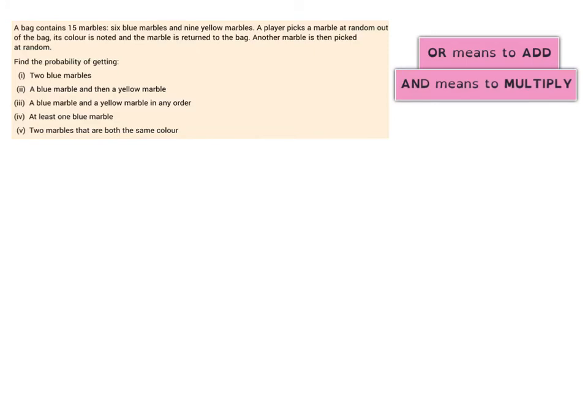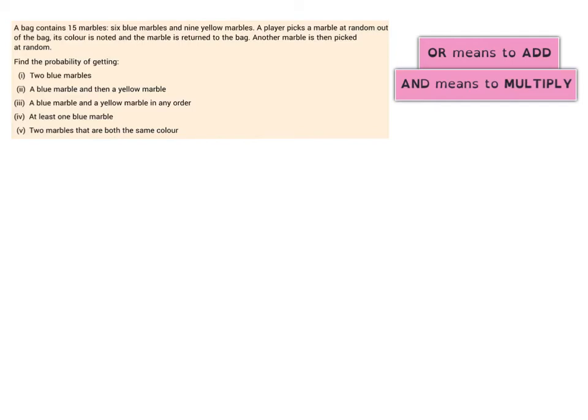So a bag contains 15 marbles, 6 blue marbles and 9 yellow marbles. A player picks a marble at random from the bag. Its colour is noted and the marble is returned. So this is an example of an independent event. No matter how many times the trial happens, the number of outcomes doesn't reduce because the marble is put back into the bag. And the process is continued again.